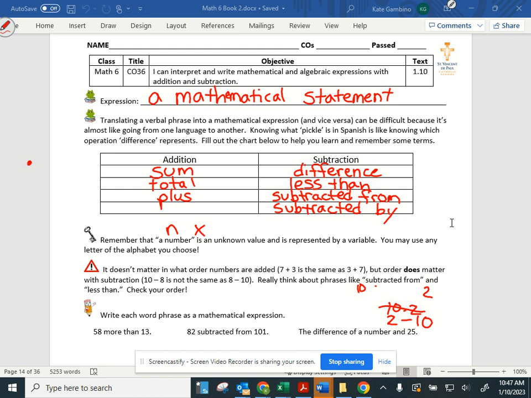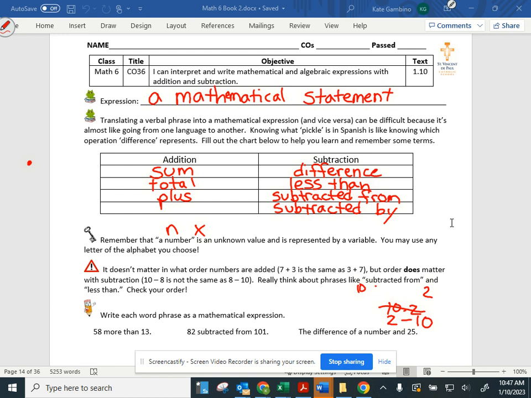Nolan. And subtracted by would be 10 minus 2. Correct. Subtracted by would be 10 subtracted by 2. So that would be the 10 minus 2. Subtracted from means you're taking away from the second number. So that was a good observation, Nolan.